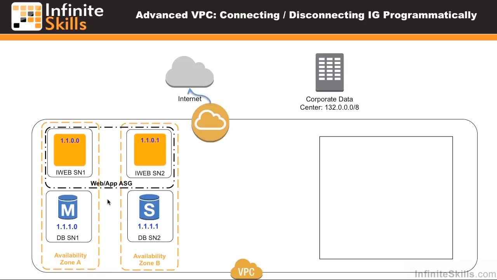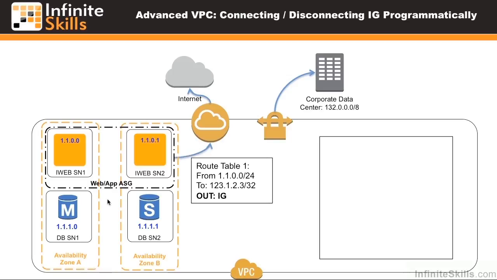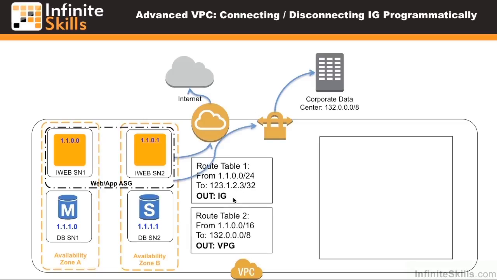We connect an internet gateway and a virtual private gateway, same as we did before. And here we specify that anything coming from the route table 1 from 1.1.0.0/24, locking the first 3 bits, out to where our package repositories are on IP address 123.1.2.3, goes out the internet gateway. We also specify that anything coming from any subnet is allowed access out to the corporate data center.